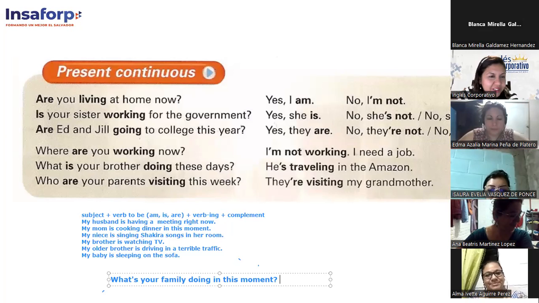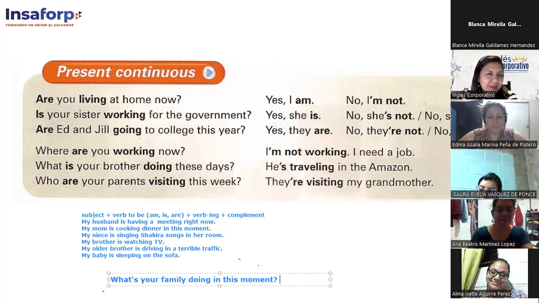Let's see, Isaura says, my son is playing on the bike. Oh, my cat is eating cereal. Evelyn, my cat is eating cereal. My son is playing on the computer with a partner. Okay, me too, I'm watching anime. Emilio, but you are having a class in this moment. You are participating in the class, not watching anime.